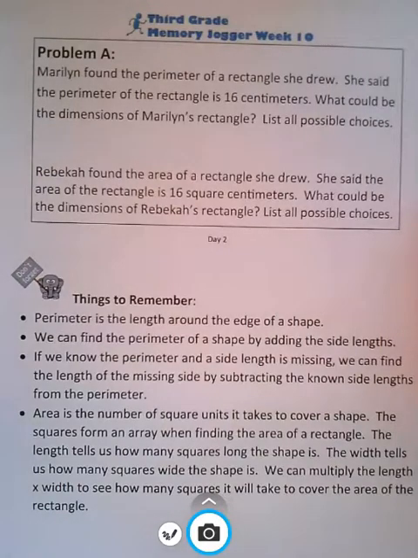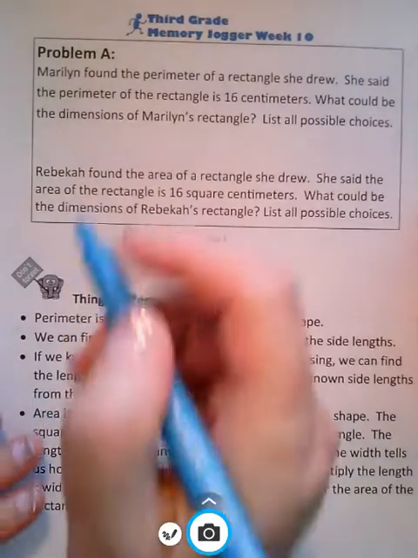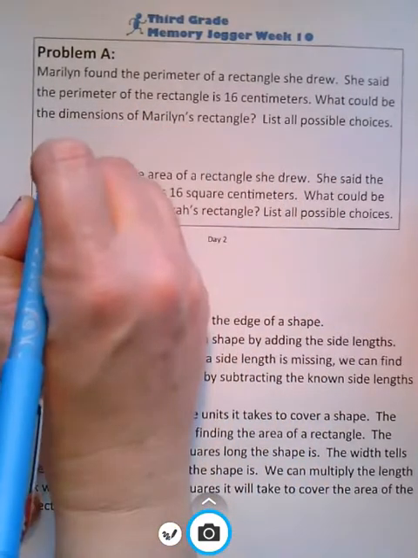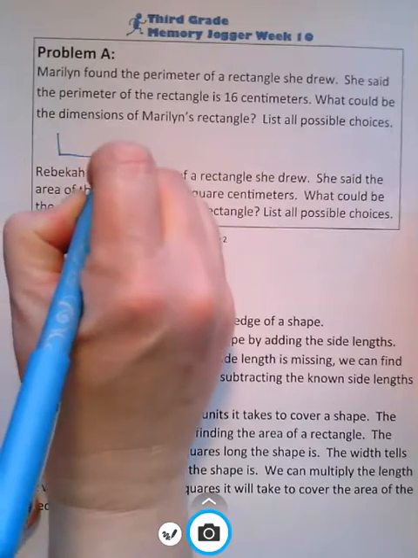Area is the number of square units it takes to cover a shape. The squares form an array when finding the area of a rectangle. The length tells us how many squares long the shape is. The width tells us how many squares wide the shape is. We can multiply the length by the width to see how many squares it will take to cover the area of the rectangle.